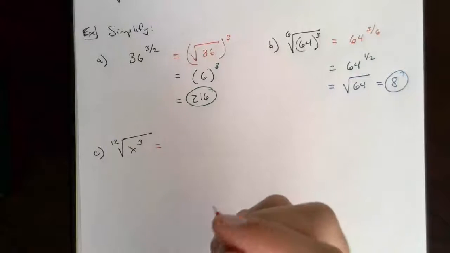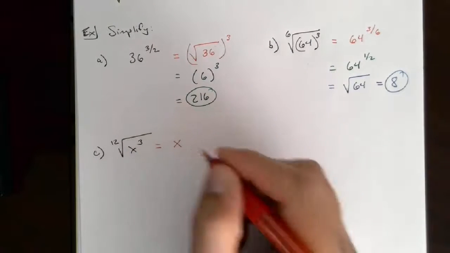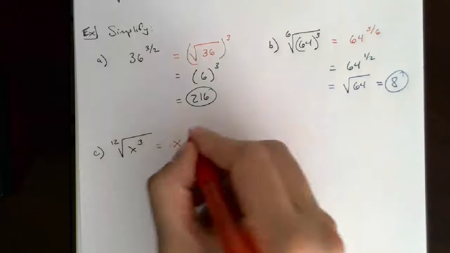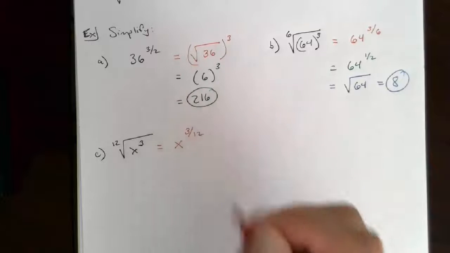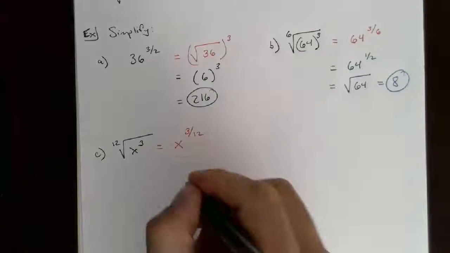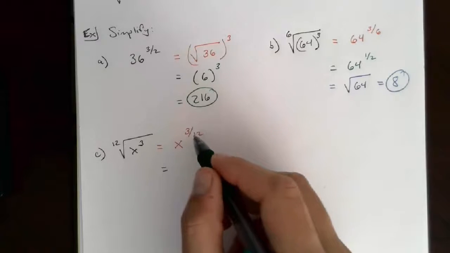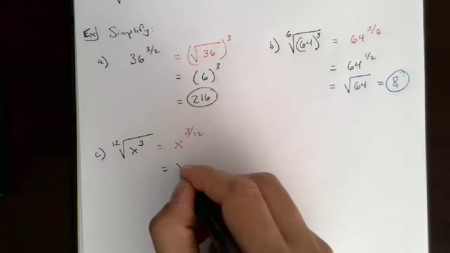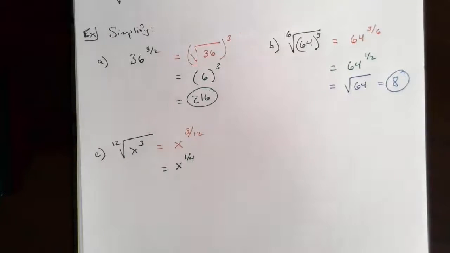Well, again, we can simplify this by writing it as a rational exponent. So making the exponent a fraction. We have x to, what's the power? The power will be 3 over, what's the root? The root is the 12th root. So 3 over 12. That reduces to, they share a common factor of 3, so it reduces to x to the 1/4.